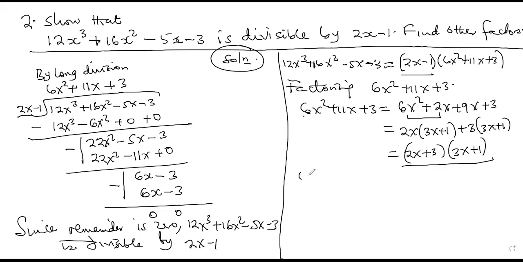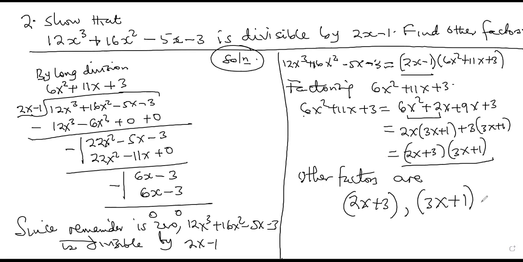So these are other factors, meaning that the other factors are 2x plus 3 and 3x plus 1. So that is how we look for other factors.